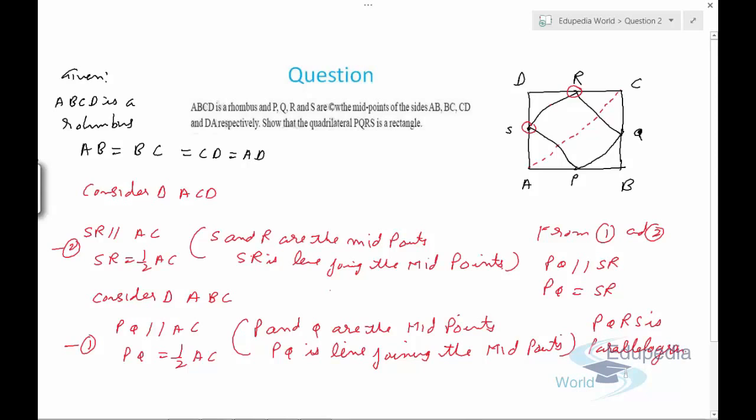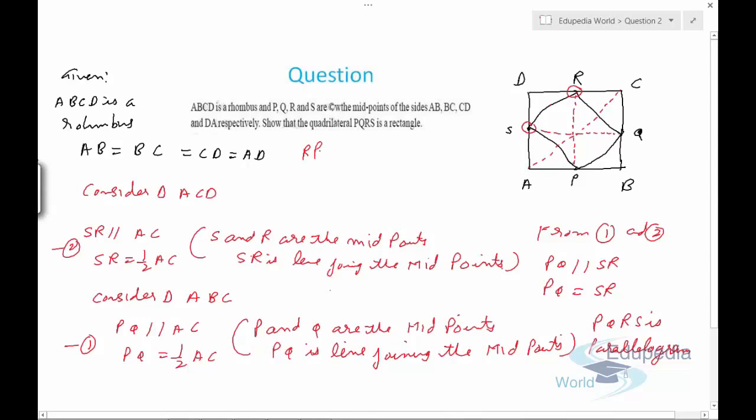Since one pair of opposite sides are equal and parallel, it's a parallelogram. Now we need to prove that PQRS is a rhombus. So let's draw the diagonals of the parallelogram PQRS.